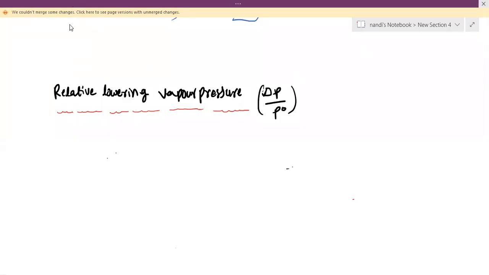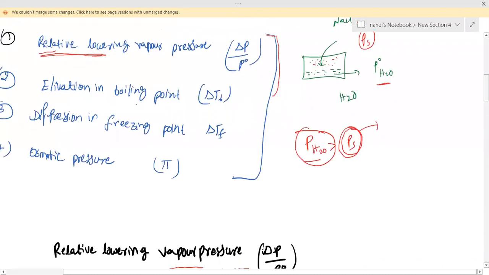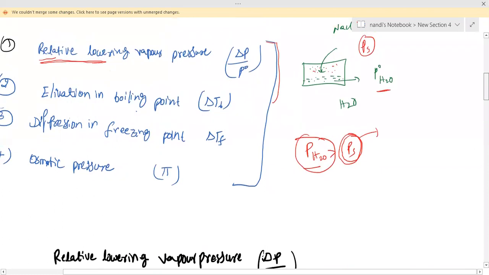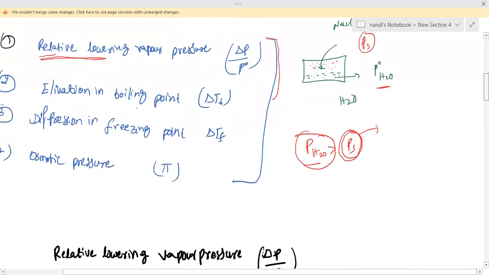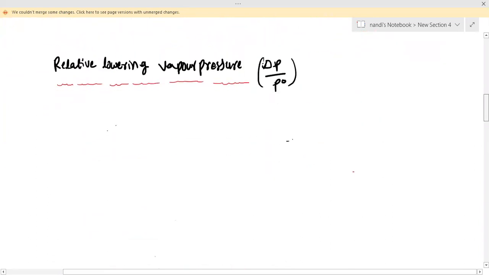Relative lowering of vapor pressure is one of the colligative properties. We have a total of 4 colligative properties: relative lowering of vapor pressure, elevation in boiling point, depression in freezing point, and osmotic pressure. So I'm going to discuss relative lowering of vapor pressure directly.